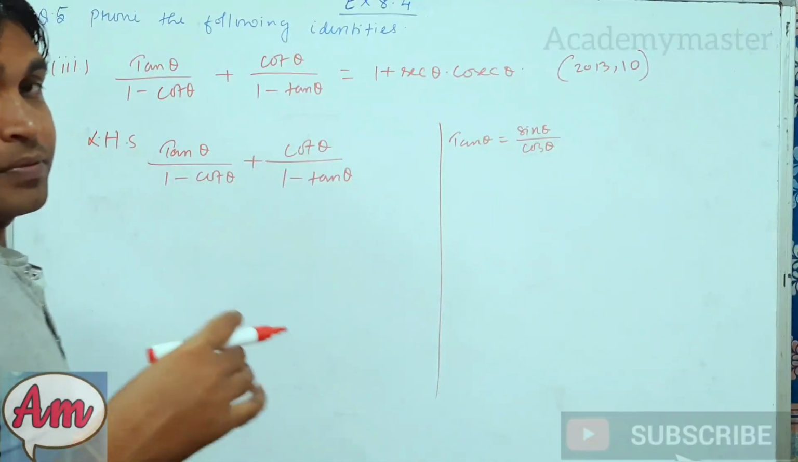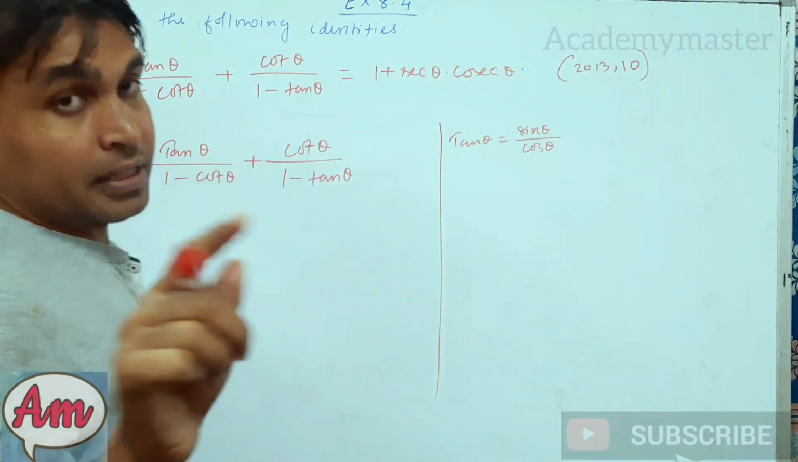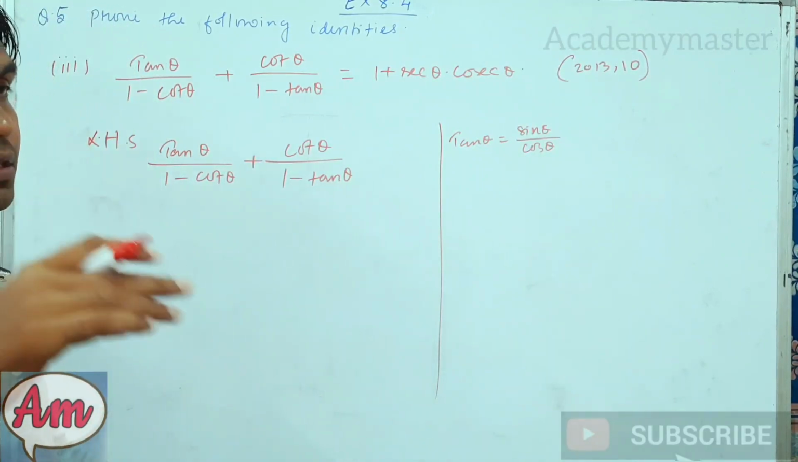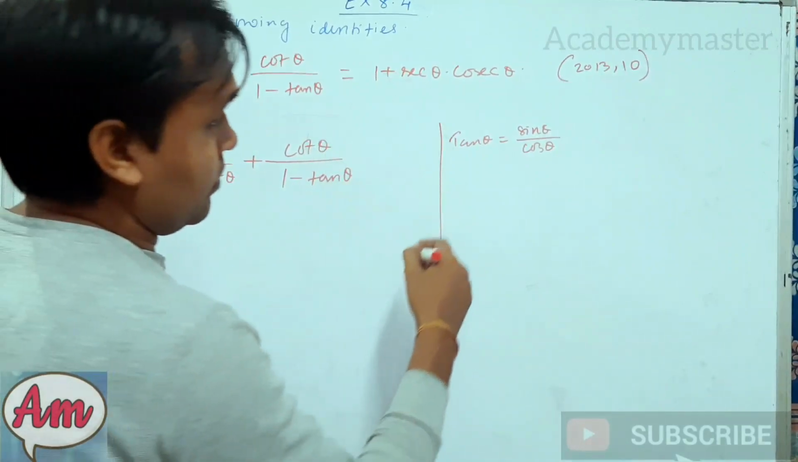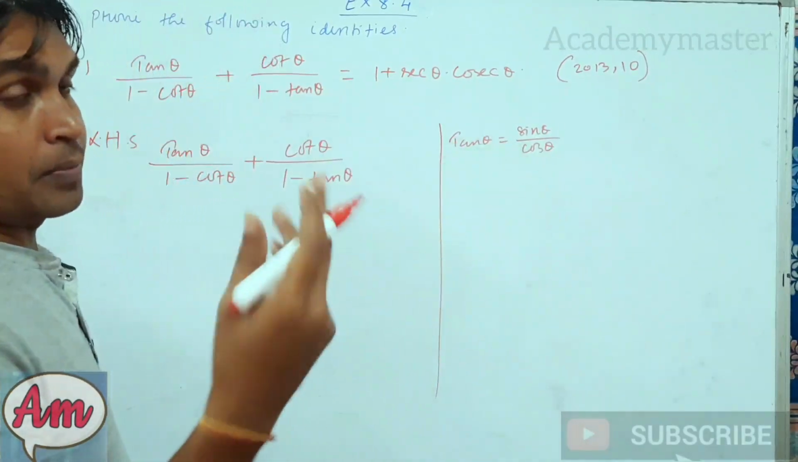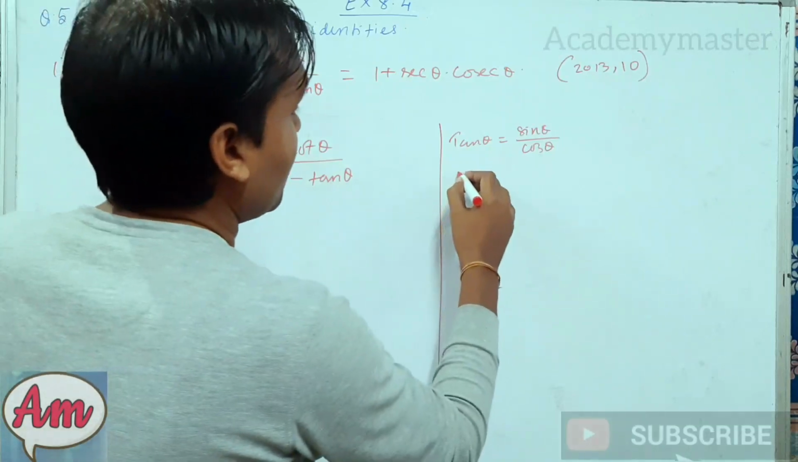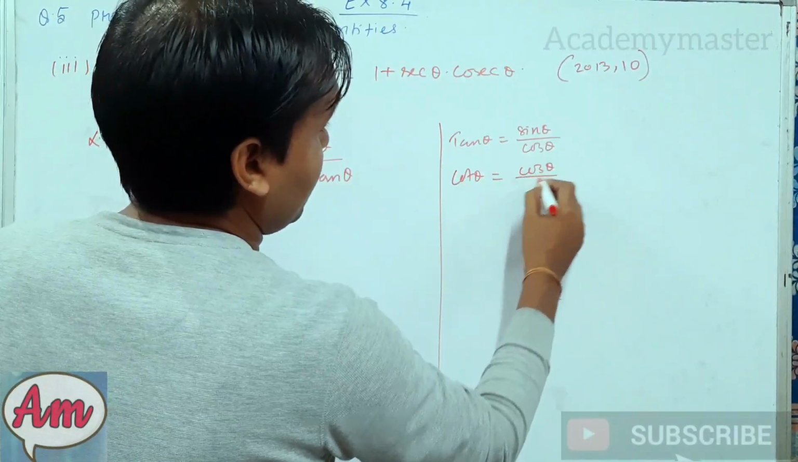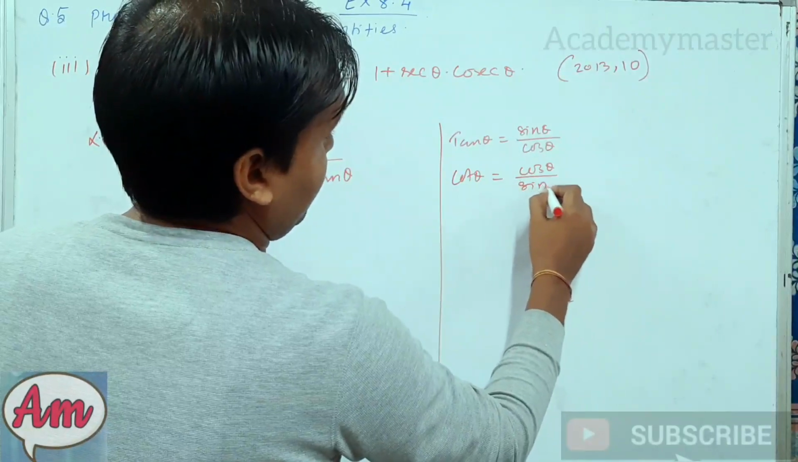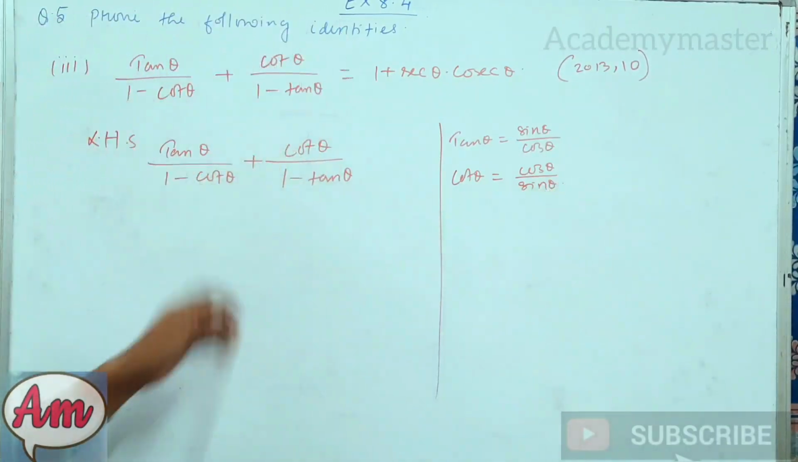This one I have already told you. If you have not watched my previous video, I will be giving the link in the description box. You can click it and watch the previous video. You will be understanding these things. Okay, exercise 8.1, 8.2, 8.3, all I have done. So cot theta formula is what? Opposite of tan theta, so it will be cos by sine. So this is the formula we are going to use here.